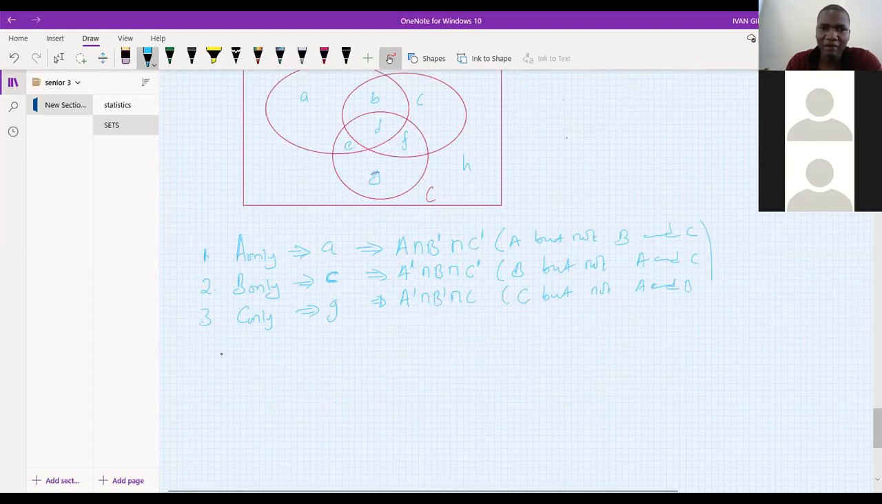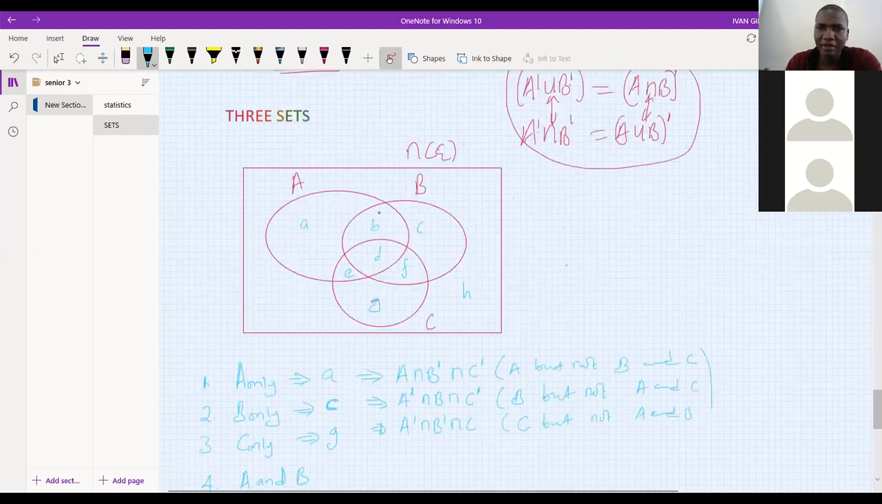Then the other one, number 4, they can say A and B. If they say A and B, and they just stop there, which region has A and B? Remember, in set language, and means intersection. So which region has A and B? It is this one here. The whole of this is A and B. So A and B has B plus D. You just add B plus D.